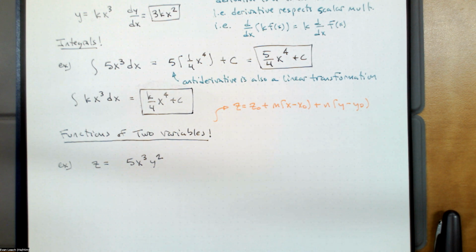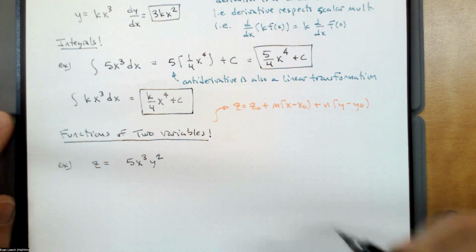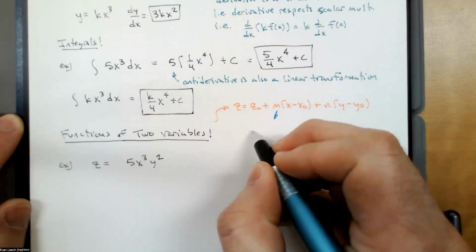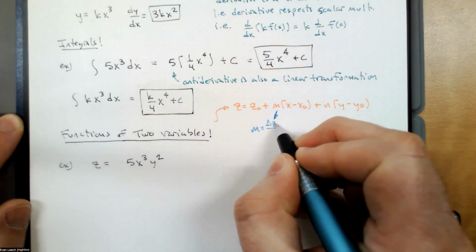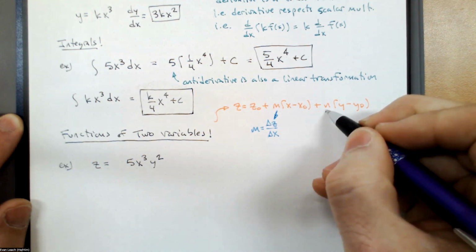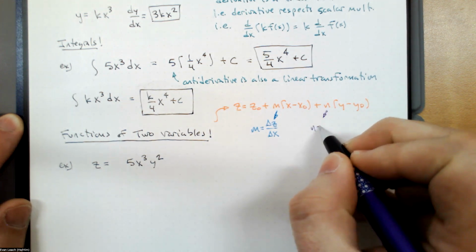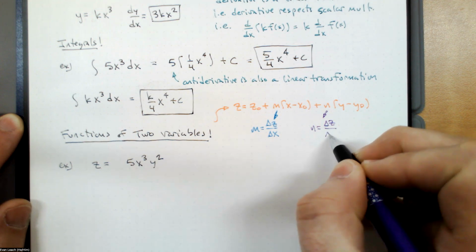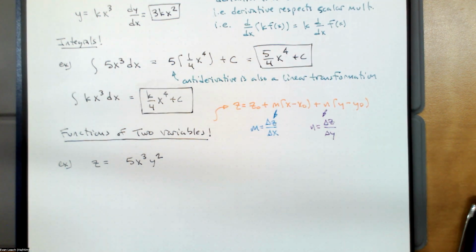M is how z changes with respect to x. So m is dz dx. N is the change in z with respect to y. We know this is how it works. I know this because y'all have done this calculation. I gave you a table of values. You read the dz dx, put that as the coefficient of x minus x naught. You read the dz dy, put that as the coefficient of y minus y naught.